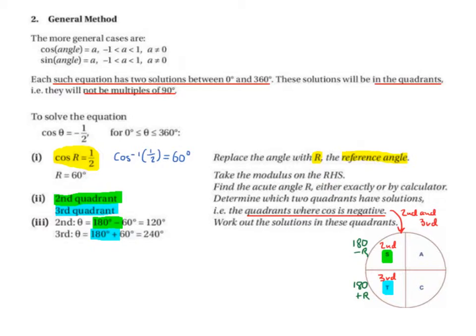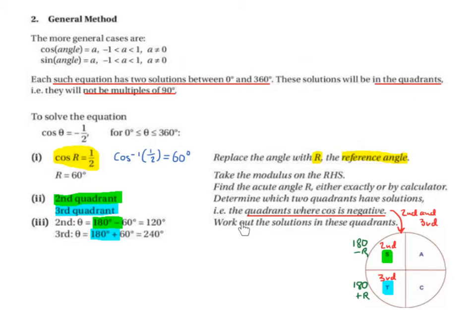So we have a look at our unit circle and we know that we follow CAST. A is in the first quadrant representing all, so all angles are positive: sine, cos and tan. In the second quadrant we have an S, so only sine is positive. In the third quadrant we have tan, so only tan is positive. And in the fourth quadrant we have C, so only cos is positive. So cos is negative in the second and third quadrant. So second and third quadrant is where cos is negative.